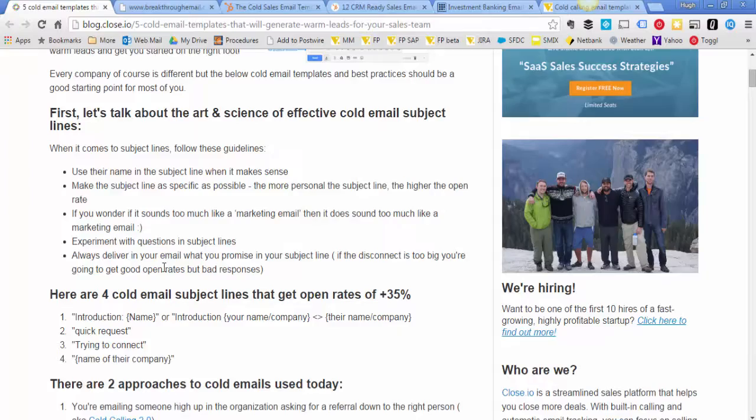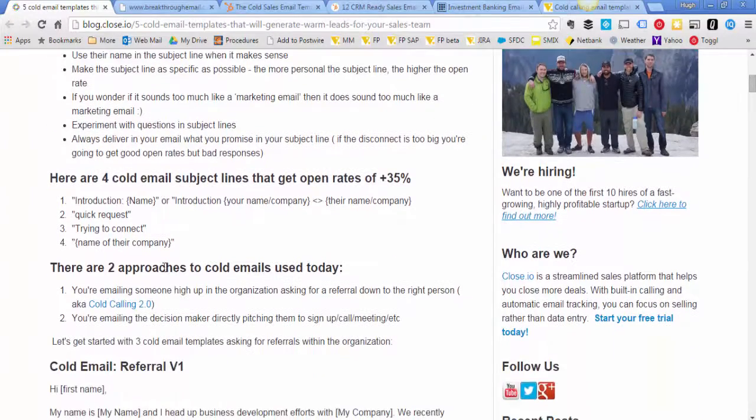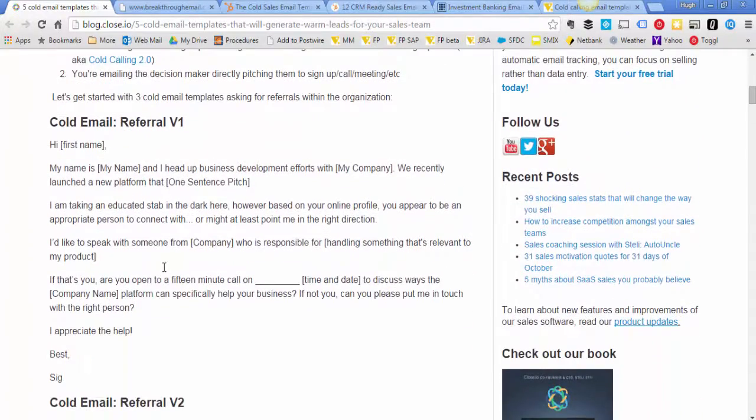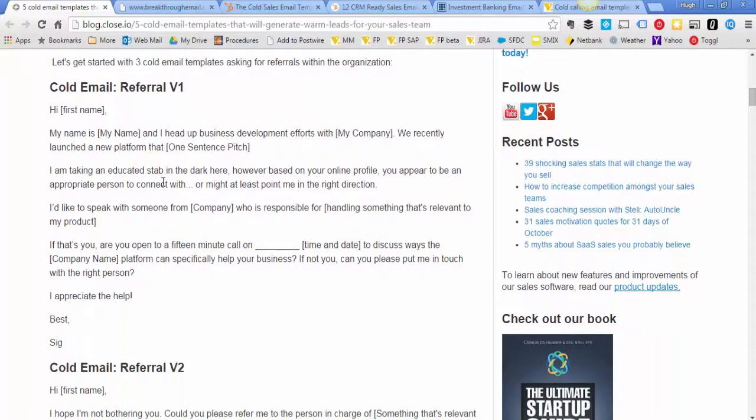Emailing the decision maker directly and ask them to meet. Now, what's missing from this for me is they haven't done any research. I'm taking an educated stab. I would argue in 2015 is just not good enough. Right? Don't take an educated stab.